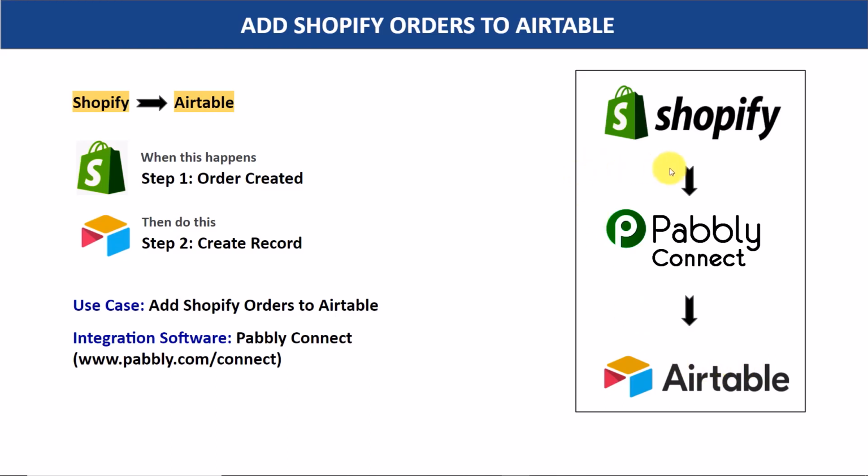Here you have two choices. The first choice is to copy all the details of John from Shopify, sort it out, and manually add him as a contact or a record in Airtable.